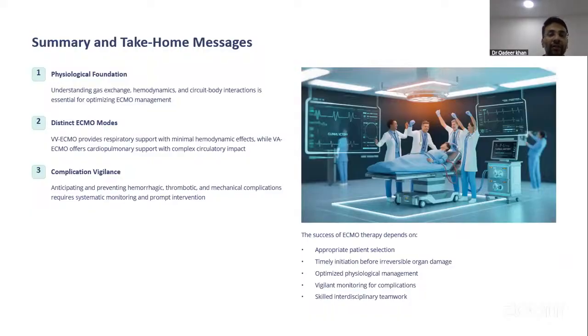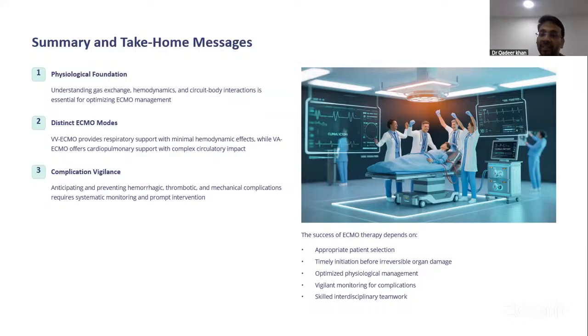So in the end, what I need to say is that we need to understand how the gas exchange happens, how the hemodynamics, the cardiac physiology, the preload and afterload are maintained, and how the body interactions are being optimized. Different ECMO modes are there. First, basic ECMO modes are veno-venous and veno-arterial ECMO. And based on the complexity of the disease and further worsening, you need to modify your ECMO strategies, like you need to opt for hybrid modes of ECMO. And the most important thing is anticipating any complications, and proper vigilance is a must for any ECMO to run successfully.